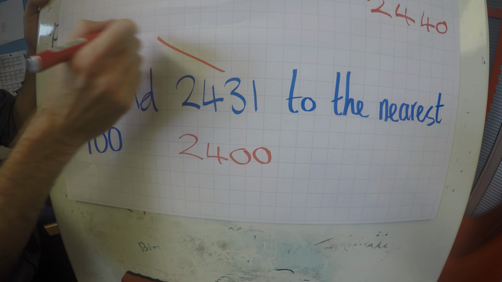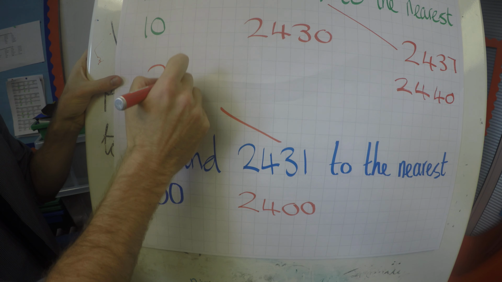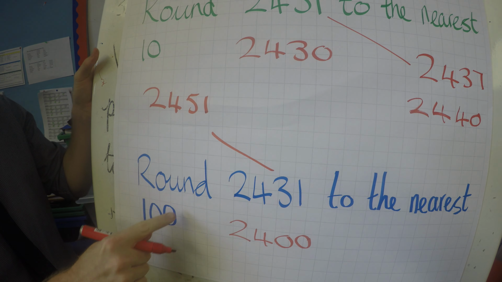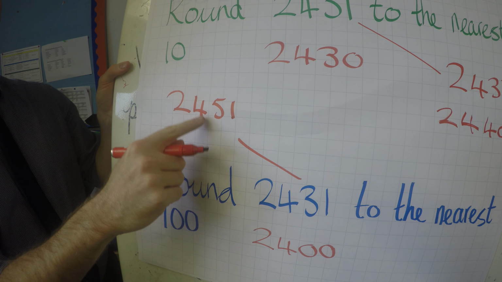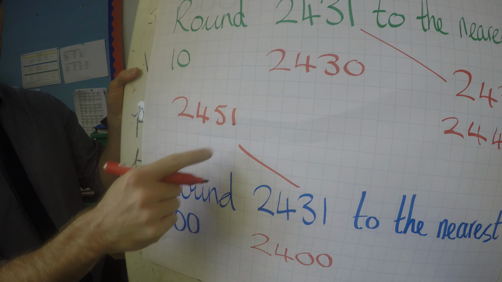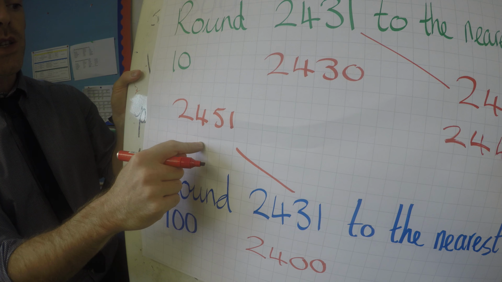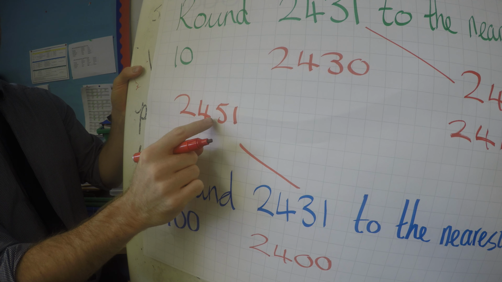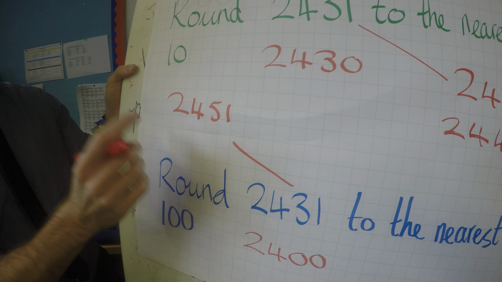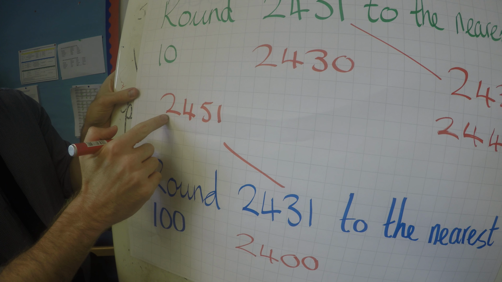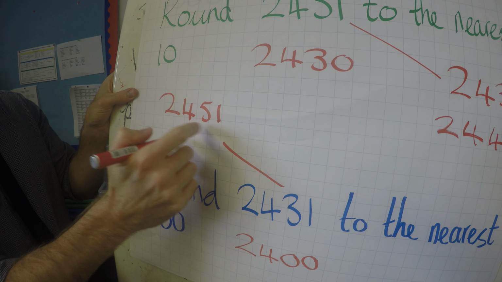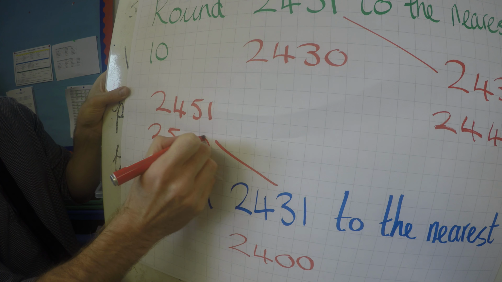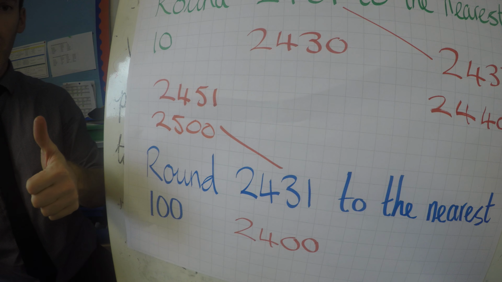Now again, if this number was 2451 and I had to round it to the nearest 100, again I know that 500 is the next 100 up and 400 is the previous 100, and because it's past 50 I know that 500 is going to be the nearest 100. So rounding 2451 to the nearest 100, it would be 2500. Okay? Right, hopefully you're all with me so far.